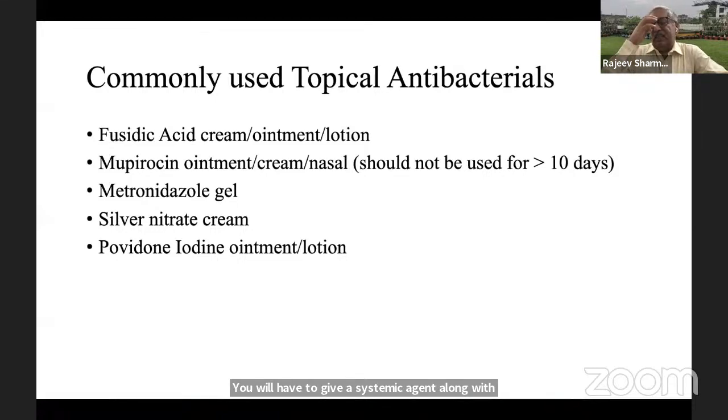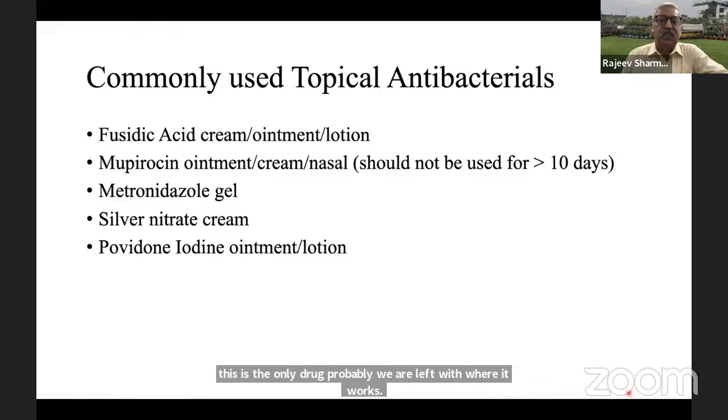So, here is the catch. Mupirocin, it is now recommended by many Western authorities not to be used more than 10 days at a go because the incidence of resistance is rising in the Western world. So, this precaution one should take. We should try to use fusidic acid more than mupirocin because this is the only drug probably we are left with where it works. And we have an intranasal cream also to apply.